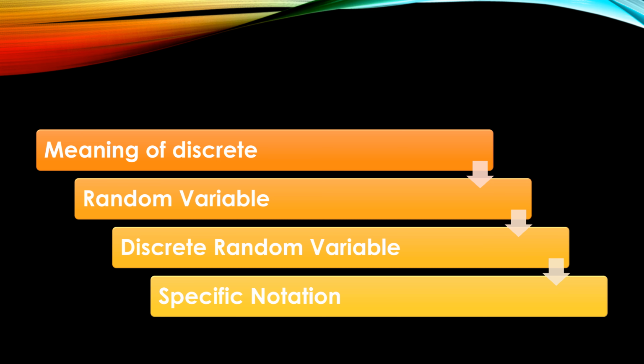So just a quick recap. In this lesson, we talked about the meaning of discrete, specifically that it's separate or distinct instances, occurrences, or things. We talked about what a random variable was, a discrete random variable, and some specific notation. Now, in our next video, we're going to be talking about probability distributions and histograms.